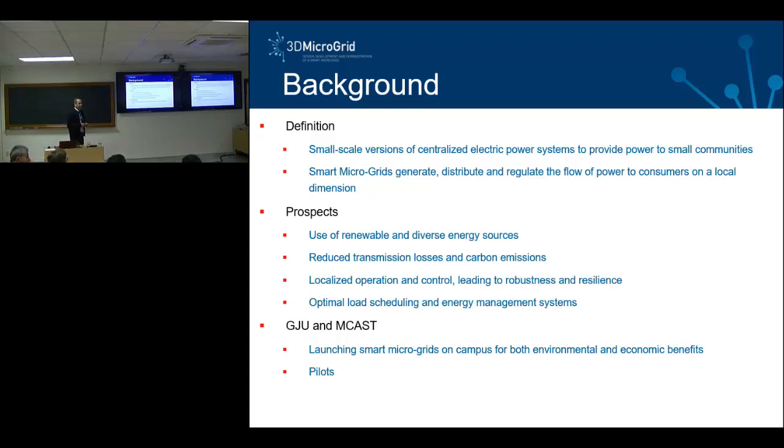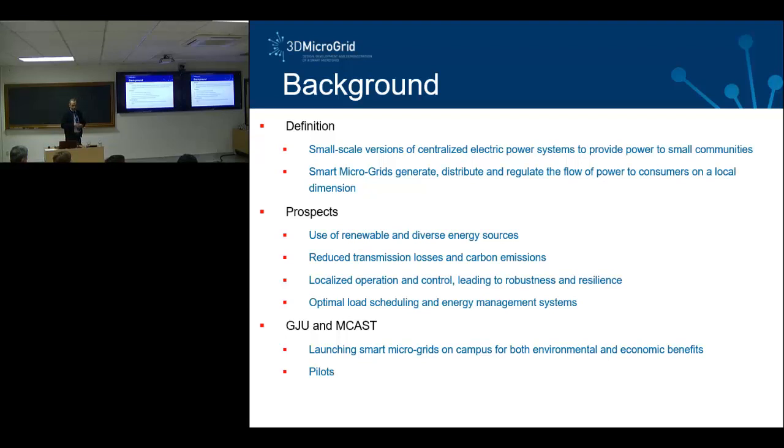And as I said, there is a keyword in the name of the project, which is demonstration. So it's not only to introduce the design and architecture and the development of what we're doing, but we want to build this in reality. This is what we want to demonstrate at local sites. The two local sites here are the university in Malta and the university in Jordan, the German Jordanian University. We want to launch this smart microgrid on campus for both environmental and economic benefits.